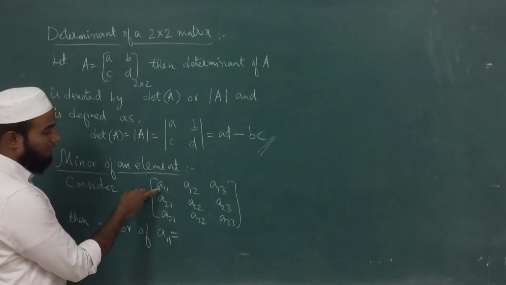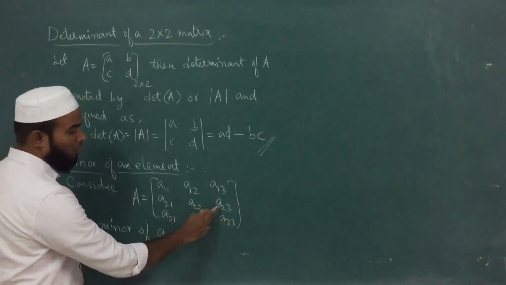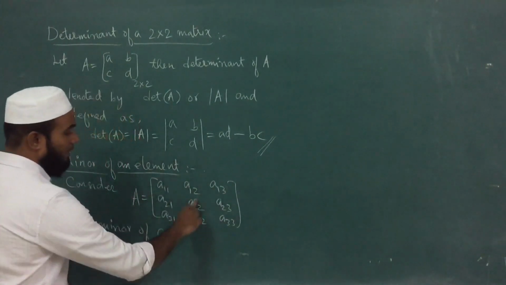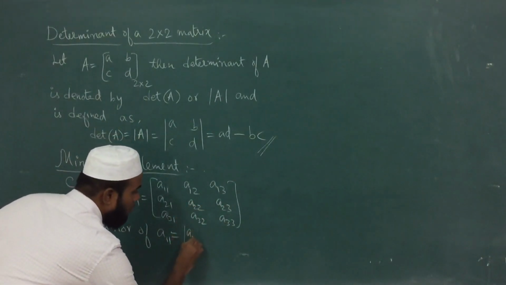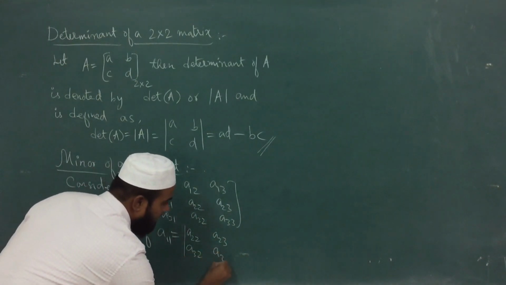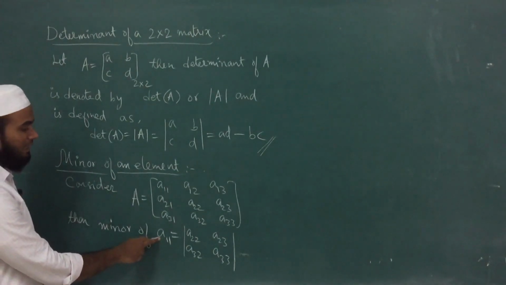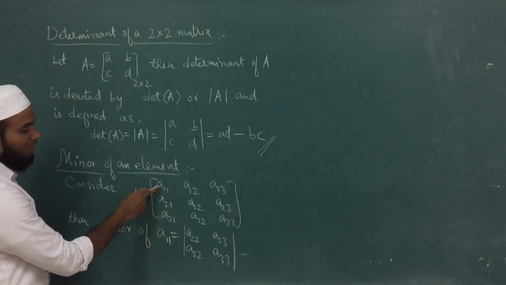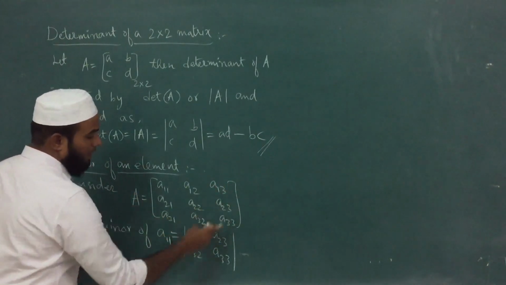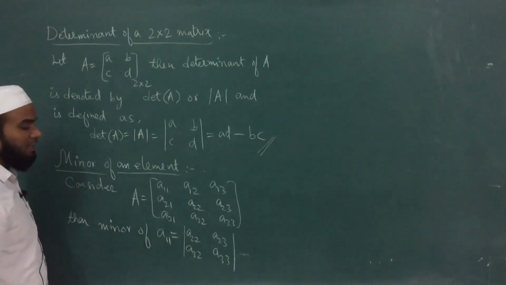So when you remove, a11 is present in first row, first column, you remove the first row and first column. So what is remaining? a22, a23, a32, a33. So this submatrix is remaining. You have to find the determinant of this, which is nothing but a22, a23, a32 and a33. This is how we define the minor of element a11. You ignore this row and this column. For the remaining matrix, you find the determinant. Then you will get the required minor. This is how we define minor for a11.